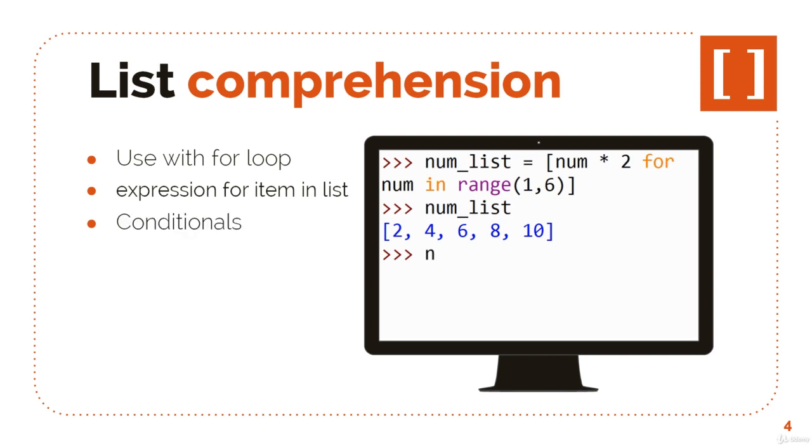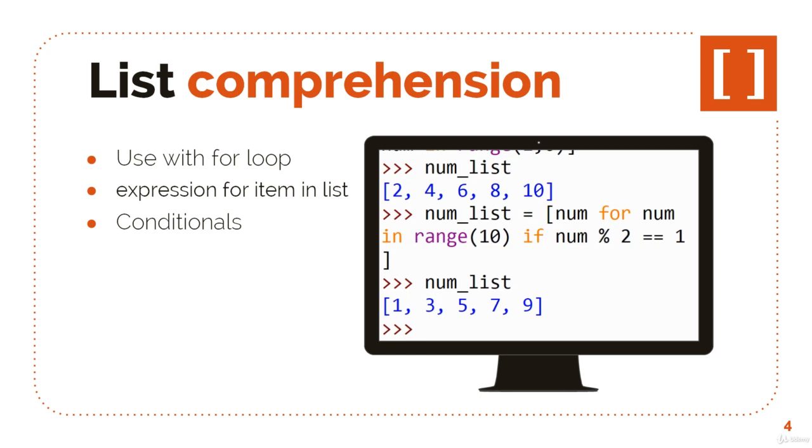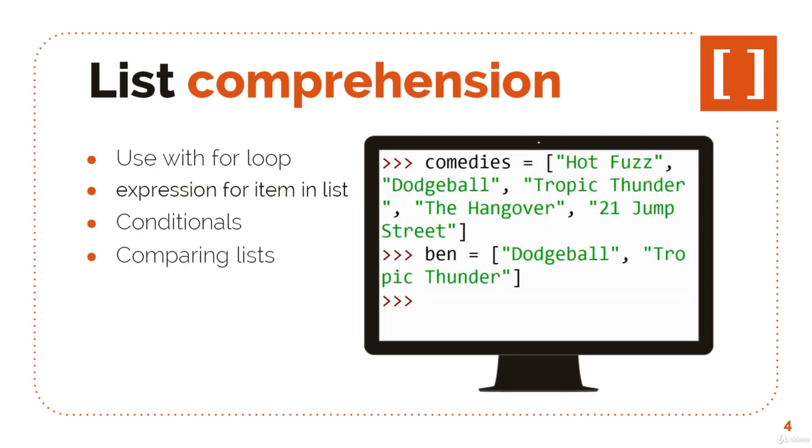You can also use conditional statements within the comprehension. This time it only selected the numbers that leave a remainder 1. List comprehension can also be useful for comparing lists. This can be done in two ways.